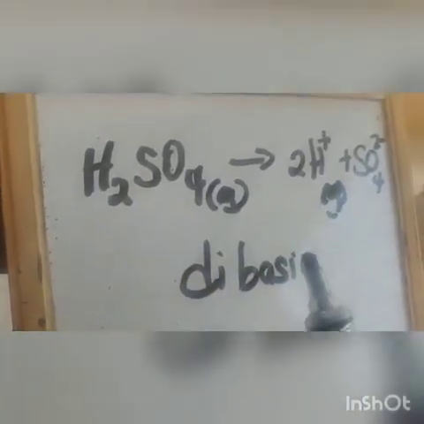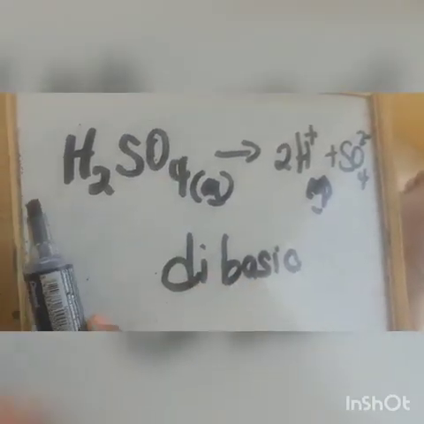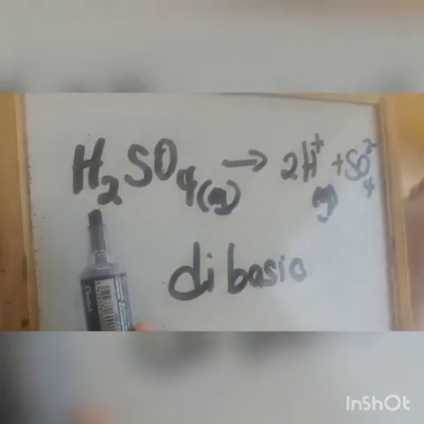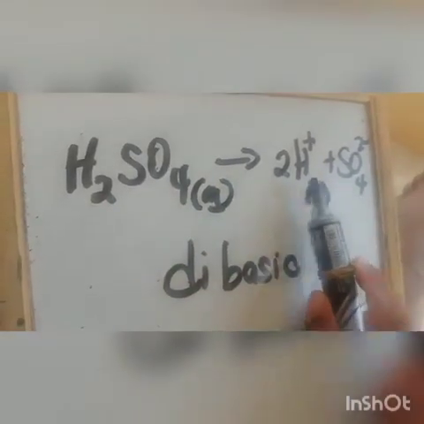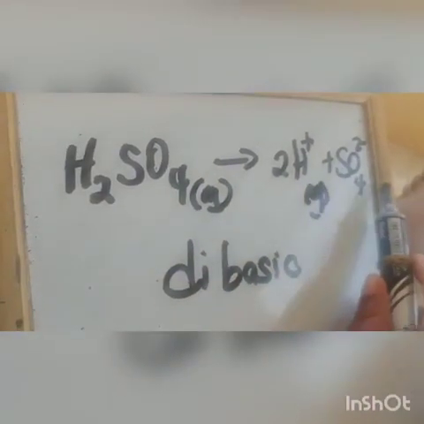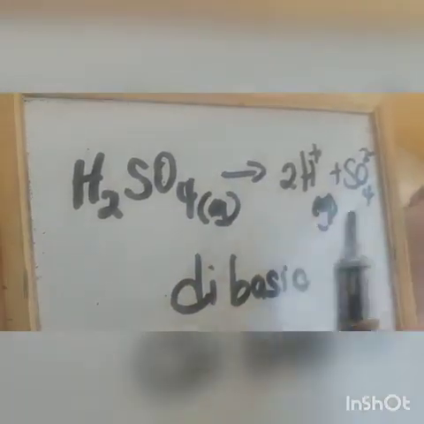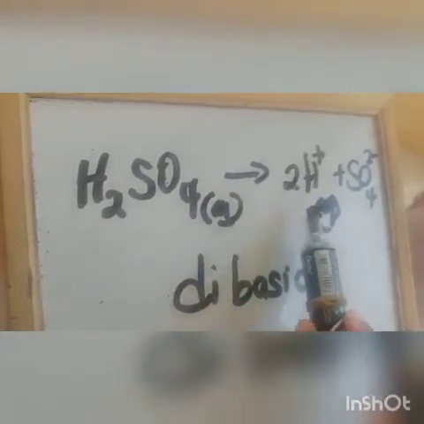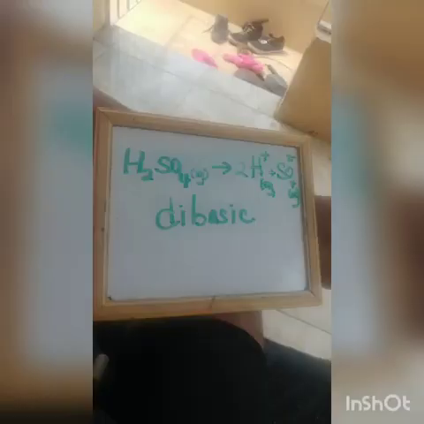Also, when 1 mole of the acid dissolves, 1 mole of H2SO4 dissolves, it produces 2 moles of H plus ions and 1 mole of SO4 2 minus ions. So the fact that 2 moles is produced, it is also dibasic. So remember that.